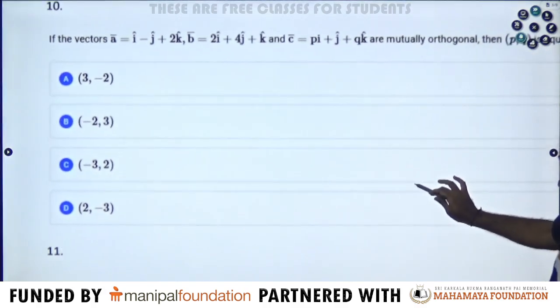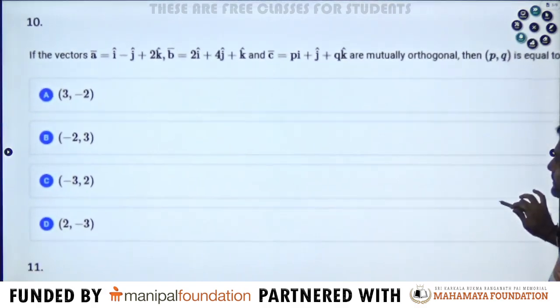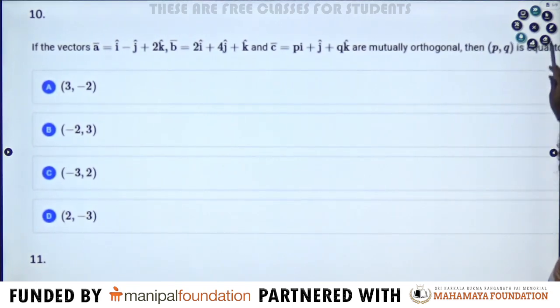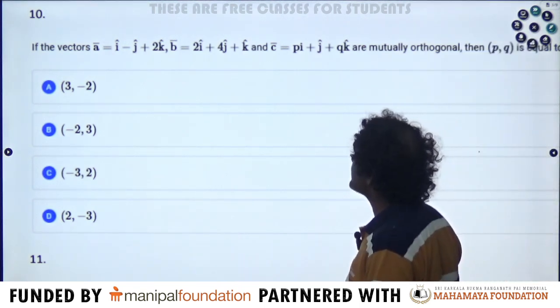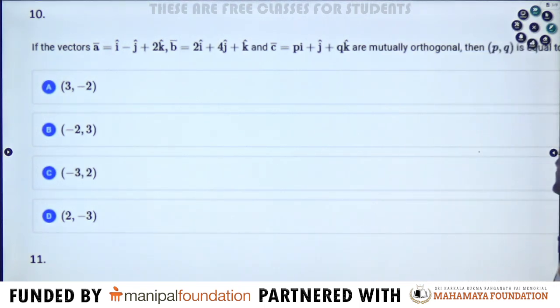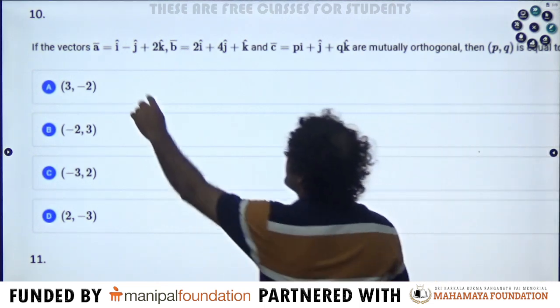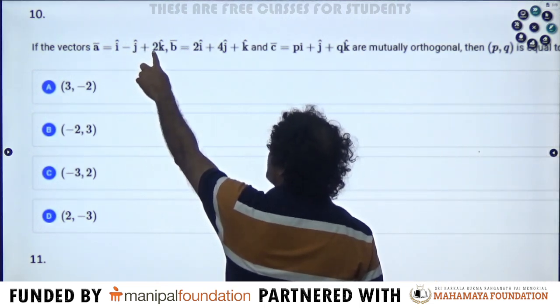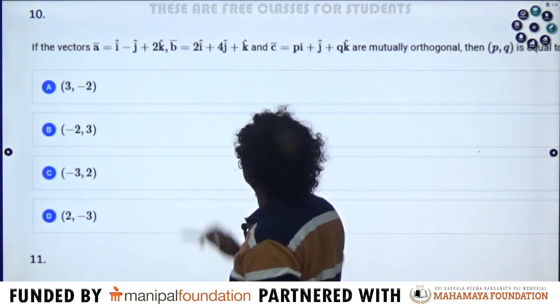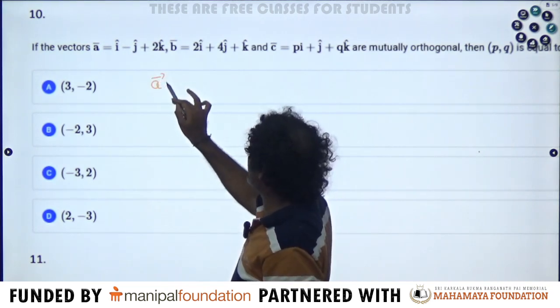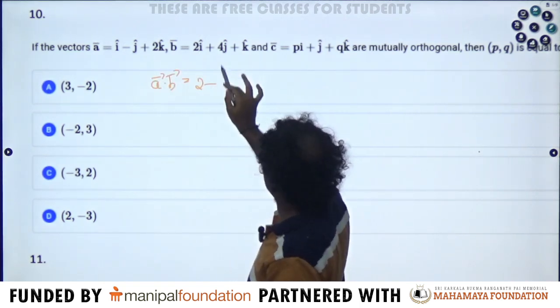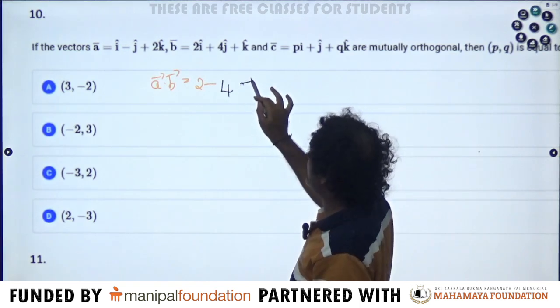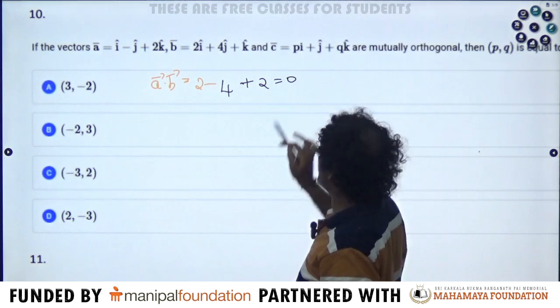So we'll go with this. Orthogonal means perpendicular, right? Remember, orthogonal means perpendicular. It means A dot B should be 0, B dot C should be 0, A dot C, all three should be 0. This is 1i minus j plus 2k, okay? So when doing the dot product, A vector dot B vector, 1 into 2, here minus 1 and 4, minus 4 plus 2 into 1 should be 0.